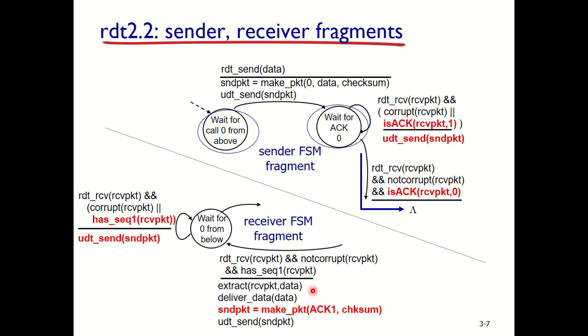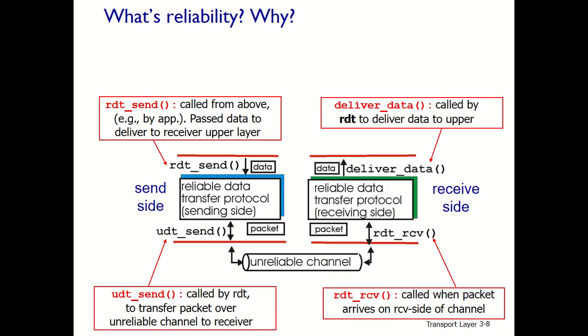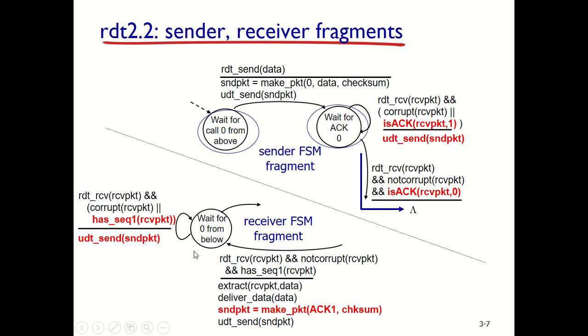But if it has received the data correctly and it is not corrupt, it will extract the data and send acknowledgement number 0. We have already discussed it. Now I think you can study this FSM by yourself.